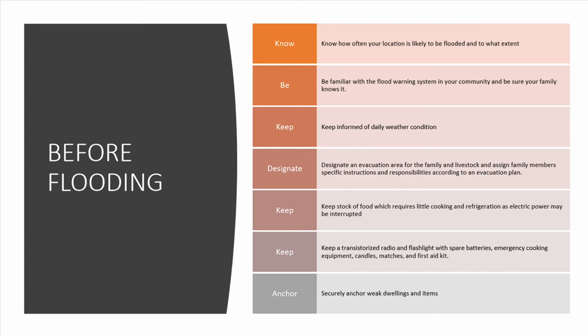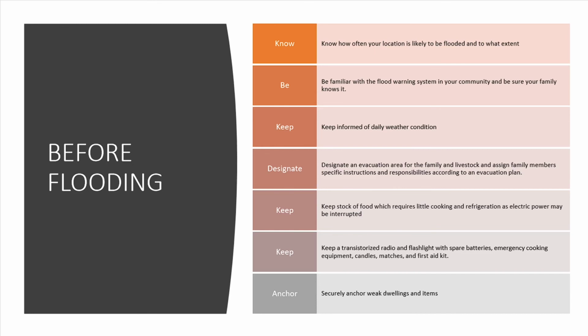When it comes to communities that are prone to flooding, the local government unit is the one responsible to develop a self-warning system that may be transferred to the people of the community at a much faster rate as compared to a national warning system. Keep informed of the daily weather condition, designate an evacuation area for the family and livestock, and assign family members specific instructions and responsibilities according to an evacuation plan.